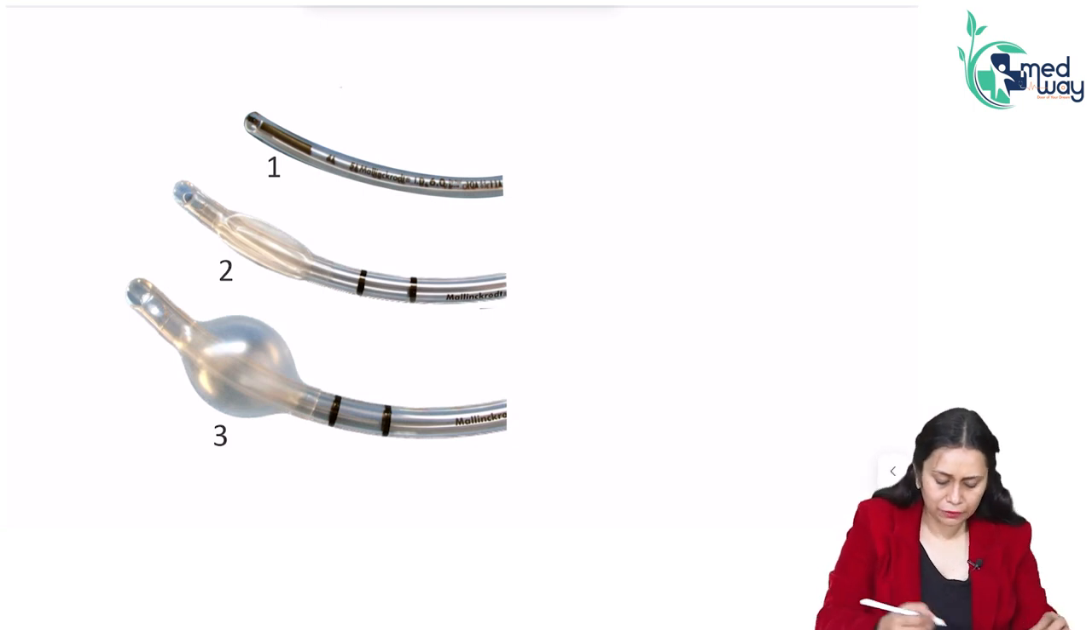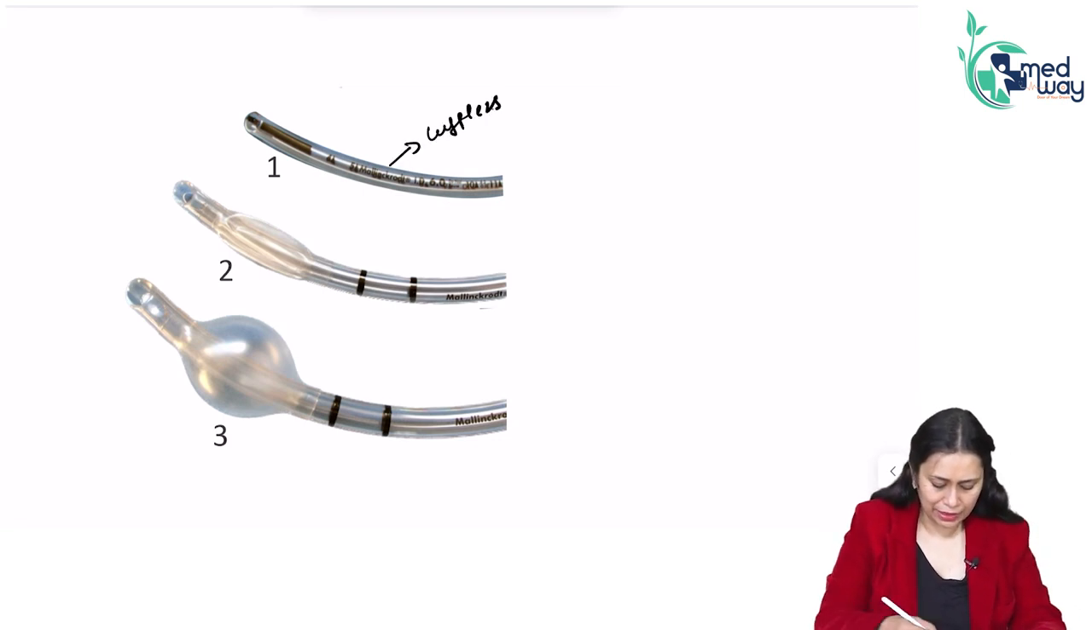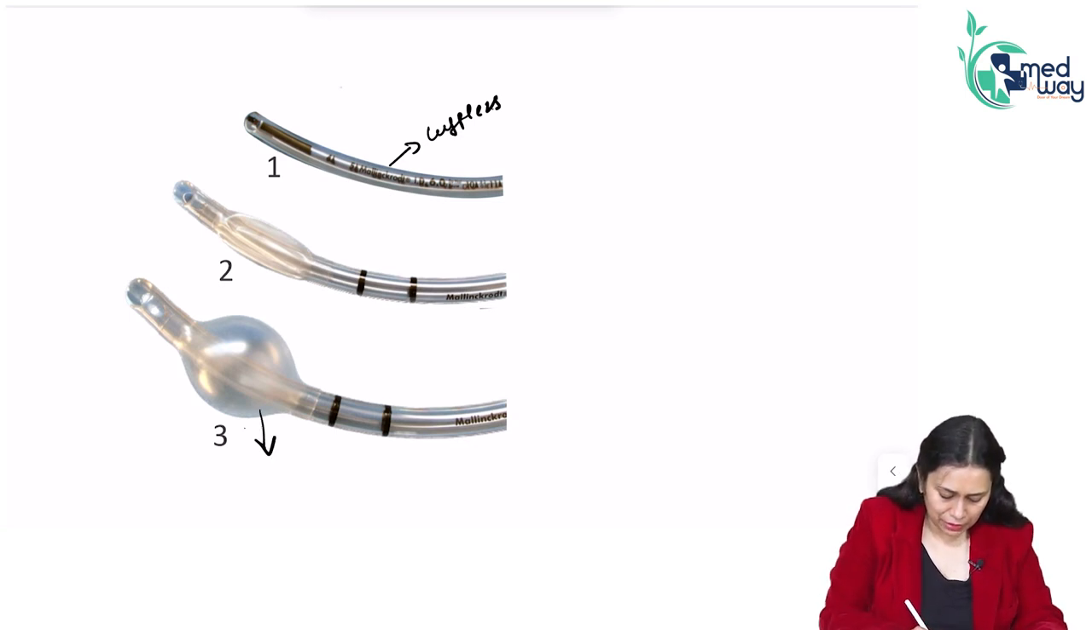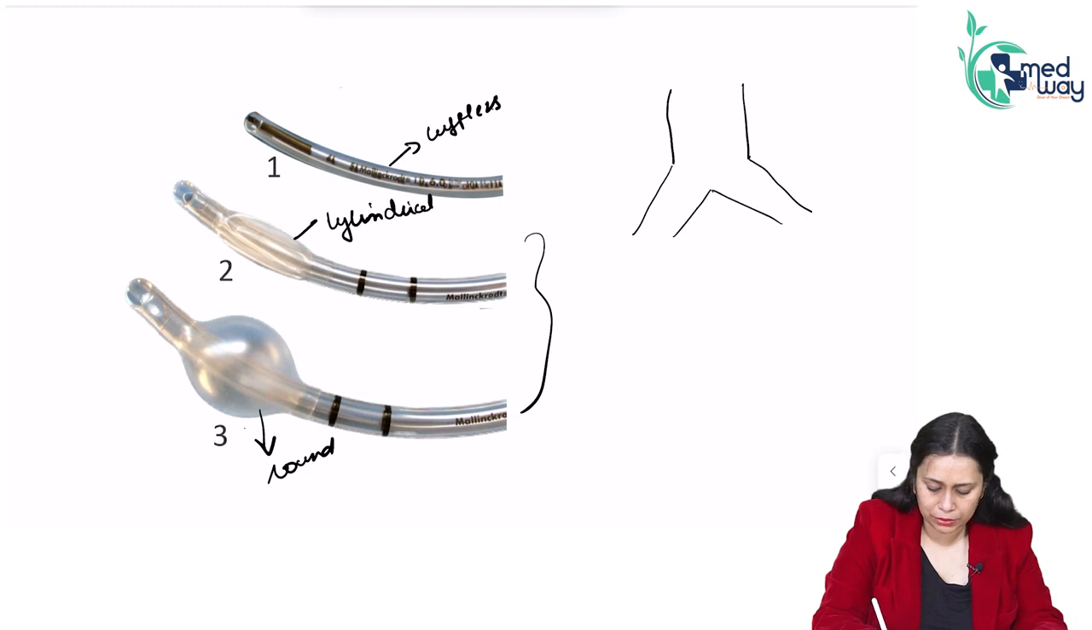So we have three tubes in the image. The first one is cuffless, and the second and the third one have a cuff. Now this is a round shaped cuff, and this is a cylindrical cuff, and this is round, okay? The cuff has the same role, whether it is cylindrical or round. I'll talk about both the cuffs. So this is the trachea, this is the right and left bronchus.